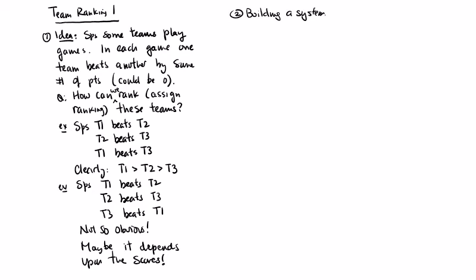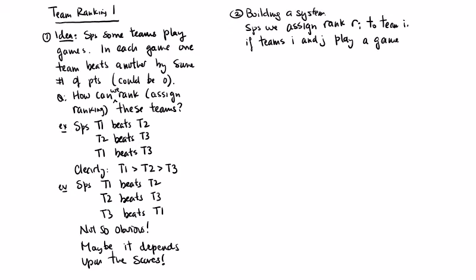So suppose we have a number of teams and they each have a ranking number. So suppose we assign the rank. These could be integers or real numbers. They could be positive, they could be negative. So we assign rank R sub I to team I. And if teams, say I and J, play a game where team I wins by, say, P points, we might suggest the following: that the ranking of team I minus the ranking of team J, if I wins by P points, should be P points different, for example.